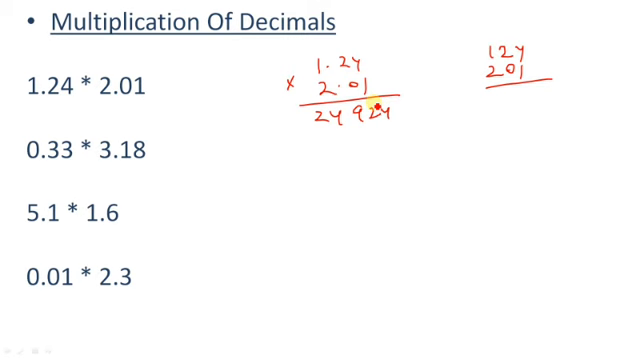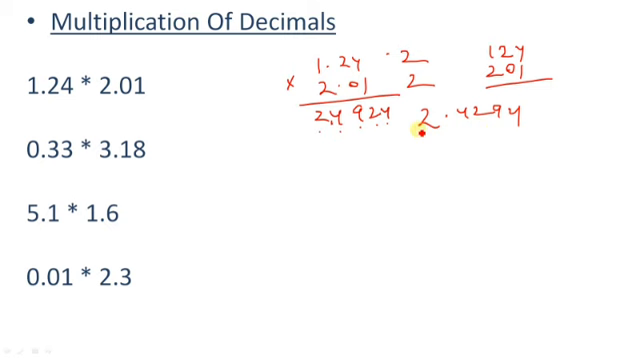Now look, the first number is 1.24, so after the decimal two digits are there. In the second number, after the decimal, two digits are also there. So we'll add this, 2 plus 2 is 4. So in the answer we'll leave four positions, 1 2 3 4. After four positions we'll put the decimal, so the answer is 2.4924.